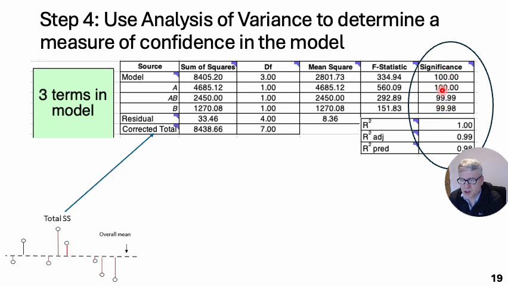So these are presented as percentages. So we want anything greater than 95%. That corresponds to a p-value of less than 0.05. And we can see that we've got really high significance for our model on all the component terms.